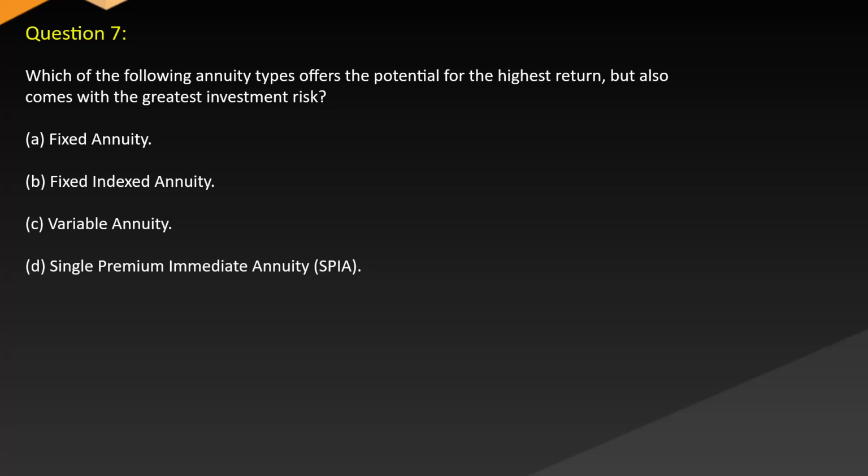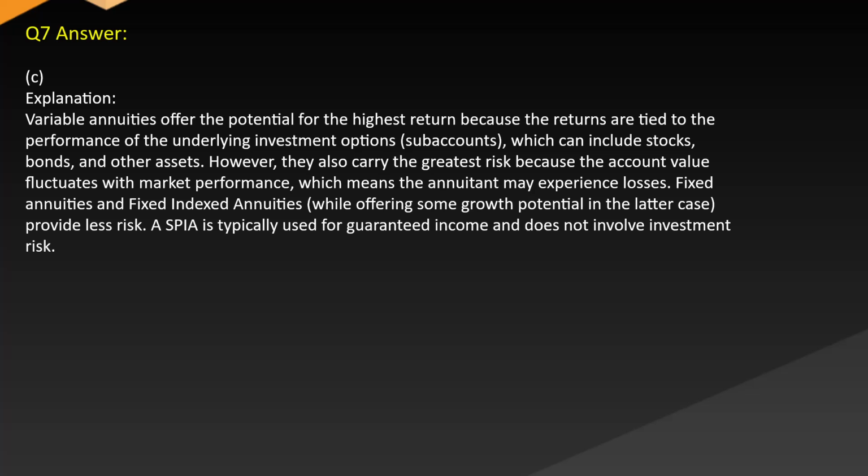B. Fixed indexed annuity. C. Variable annuity. D. Single premium immediate annuity, SPIA. Answer C. Explanation. Variable annuities offer the potential for the highest return because the returns are tied to the performance of the underlying investment options, sub-accounts, which can include stocks, bonds, and other assets.